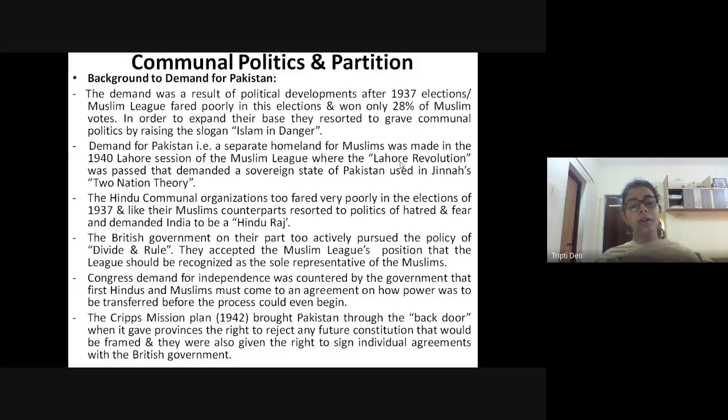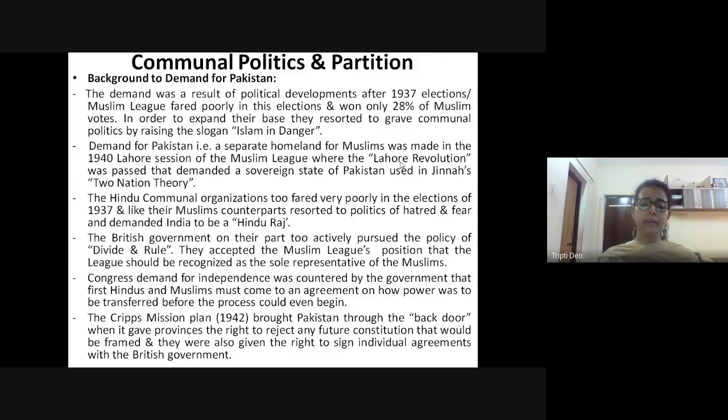The Hindu communal organizations also fared poorly in the elections in 1937. So by 1937, we will see there are a lot of parties now. There's the Muslim League, there's Congress, there's the Hindu Mahasabha, and there were communal organizations that had already begun. The Hindu communal organization in the form of the Hindu Mahasabha, the Muslim communal organization with the name Muslim League. However, in the 1937 elections, they all fared very poorly.